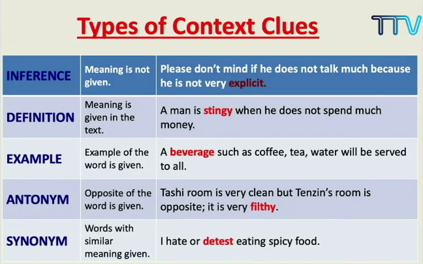The first one, inference. Inference means the meaning is not directly there. I told you that there is no direct conversation. I told you Tashi eats medicine, he goes to bed, he lies on the bed. So he is sick. You will get some idea. The meaning is not there. Please don't mind if he does not talk much because he is very explicit. Now if you don't know the meaning of explicit, you just say, please don't mind if he does not talk much. So explicit, what do you mean by that? You will get some idea. He does not speak, he is not that outspoken. So you will get some idea. So that is inference.